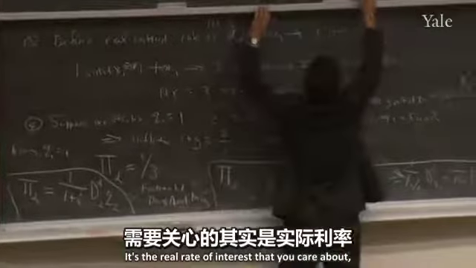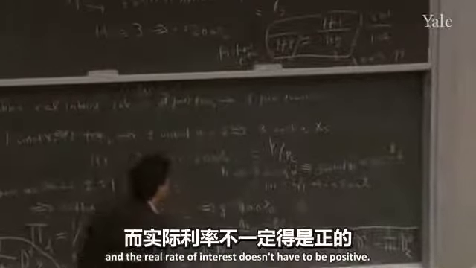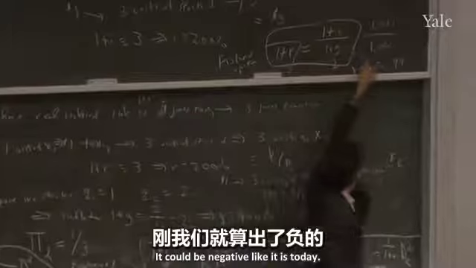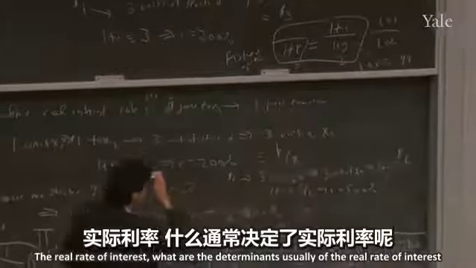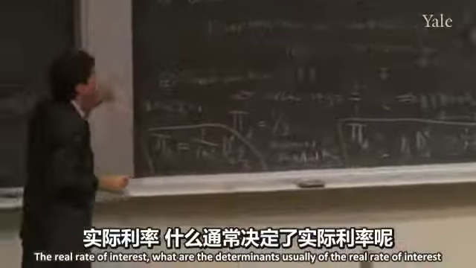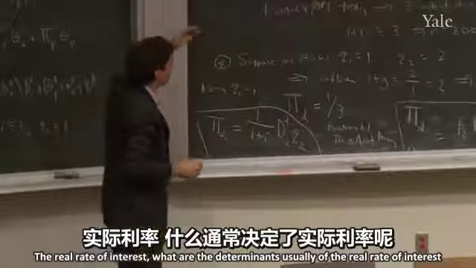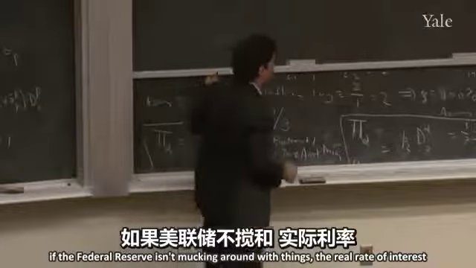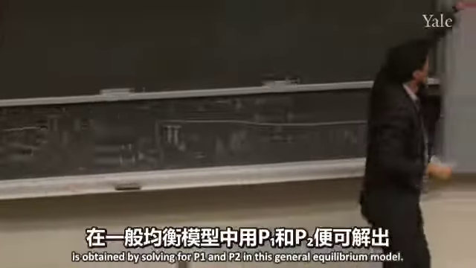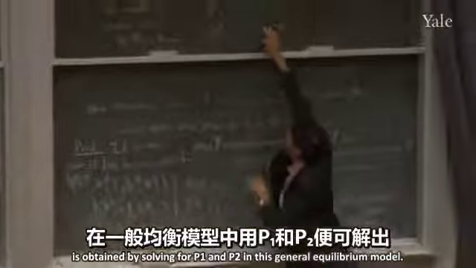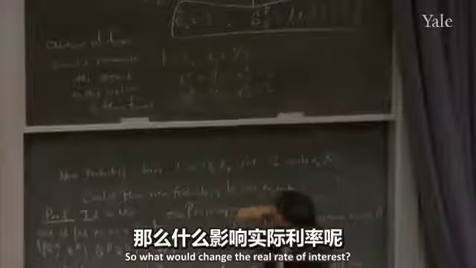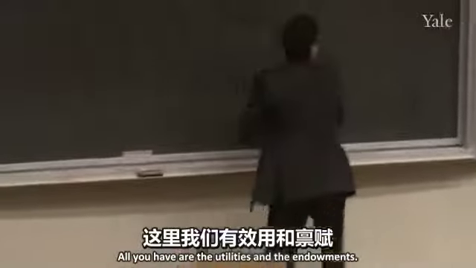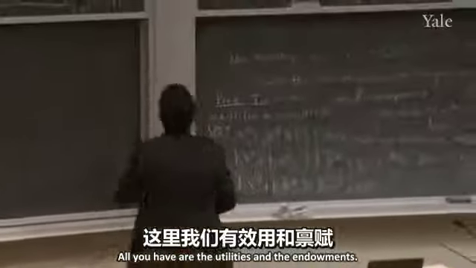It's the real rate of interest that you care about, and the real rate of interest doesn't have to be positive. It could be negative, like it is today. What are the determinants usually of the real rate of interest if the Federal Reserve isn't mucking around with things? The real rate of interest is obtained by solving for P1 and P2 in this general equilibrium model. So what would change the real rate of interest? All you have are the utilities and the endowments.